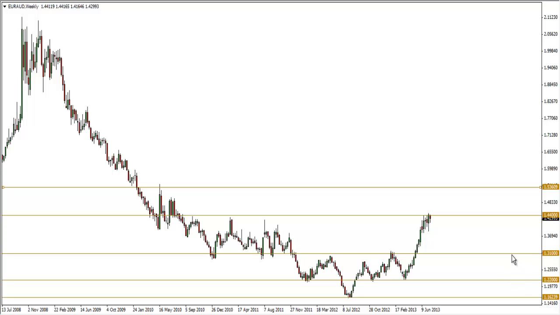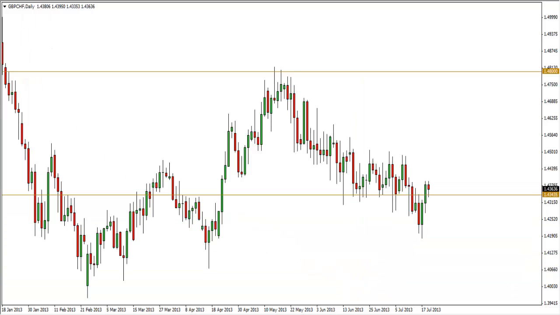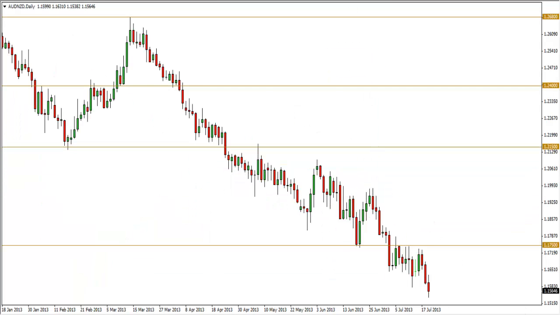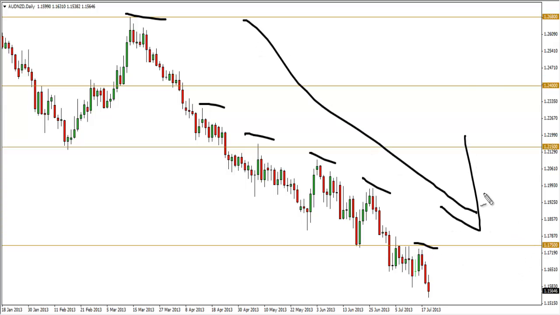And another pair I like to look at is the Aussie New Zealand. It's been a massive downtrend. In fact, it's one of the nicest trending pairs right now. Look at the daily again, you can see price is just making lower lows and lower highs, here, finally here. So it's a downtrend. Even a one-eyed Jack can tell you it's a downtrend.